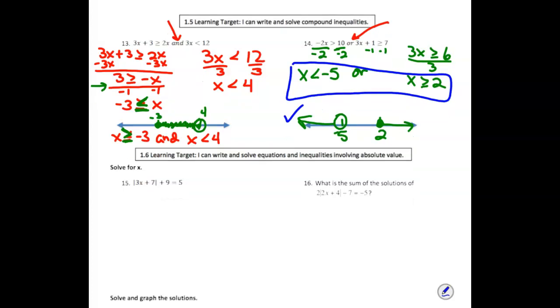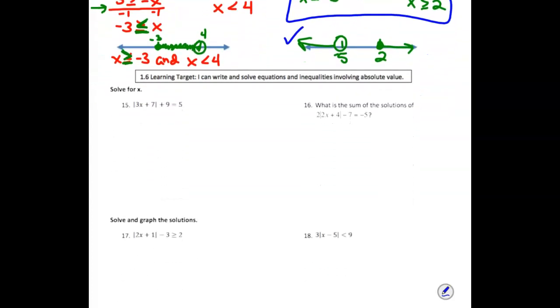All right, question 15. We are looking at section 1.6 here, where we can write and solve equations and inequalities that involve absolute values. We talked in class about absolute value, the analogy of breaking out of jail. So we're thinking about these as our jail cell bars, and we have to get rid of those guards. So my first step would be to get rid of the guard that's at 9.